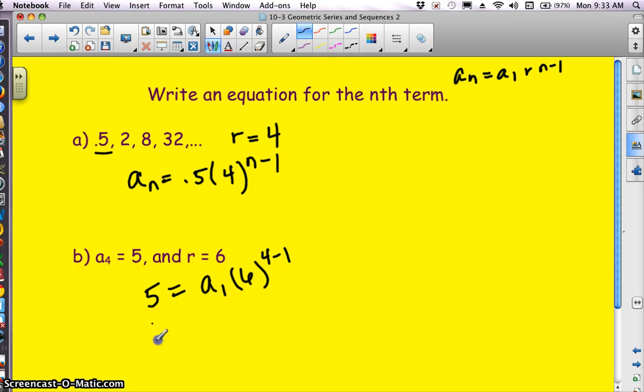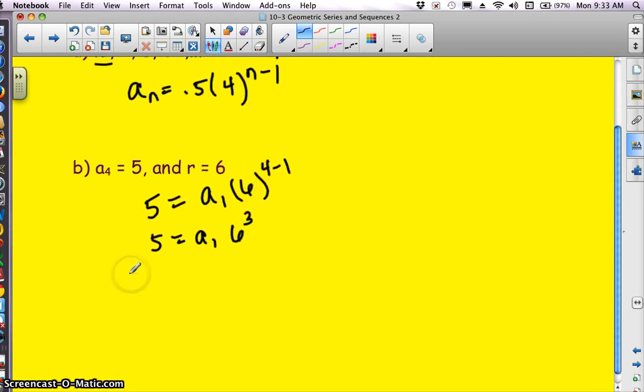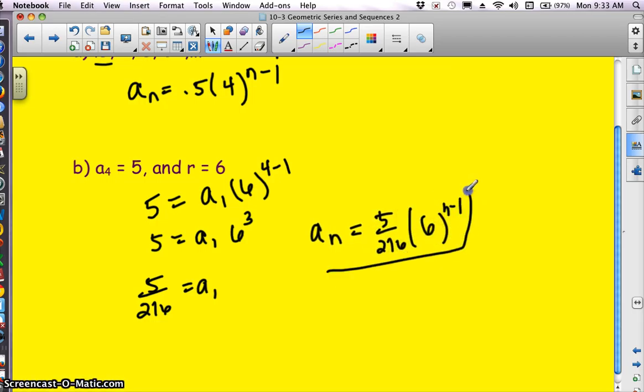So we're going to go ahead and solve this. 5 equals a1 times 6 to the third. We're going to go ahead and divide by 6 to the third, which is 216. So a1 is 5 over 216. And then we have our equation. a n equals 5 over 216 times 6 to the n minus 1.